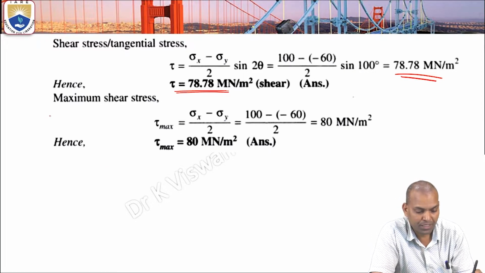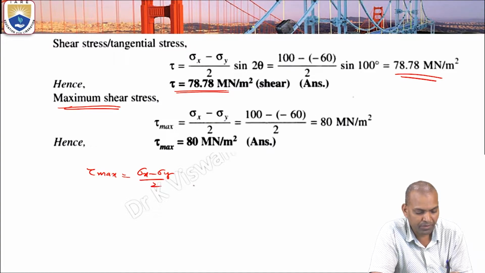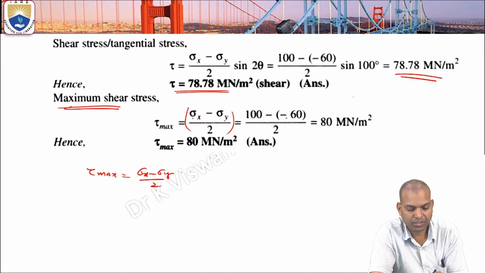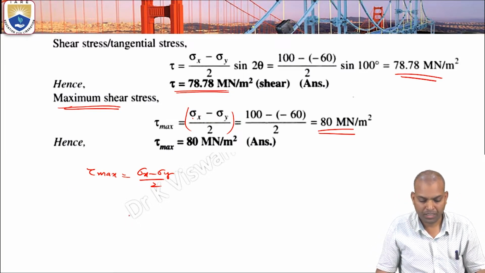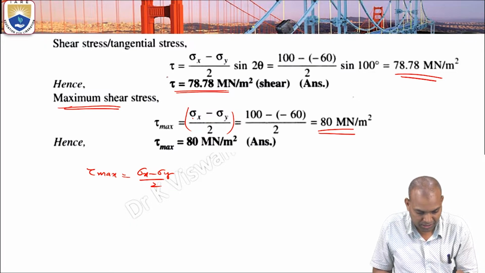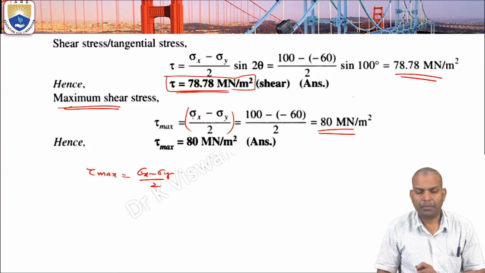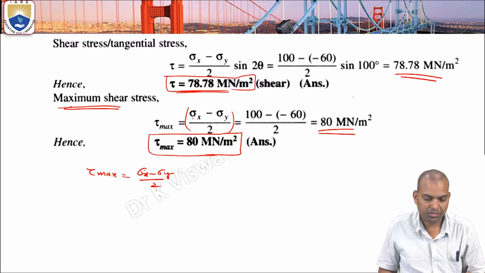The third objective is the maximum shear stress. The formula is tau maximum equals sigma x minus sigma y by 2. Sigma x is 100 minus sigma y, minus 60, by 2, that is 80 megapascals. That is the maximum shear stress. The shear stress is 78.78 megapascals, and the maximum shear stress is calculated as 80 megapascals.